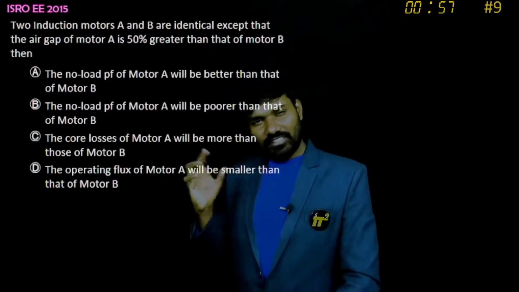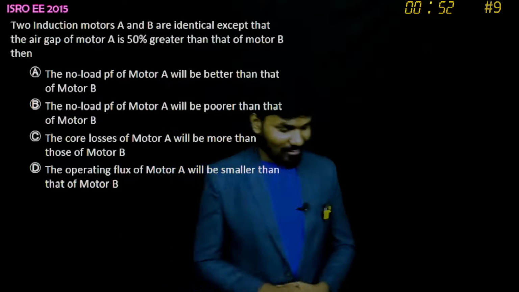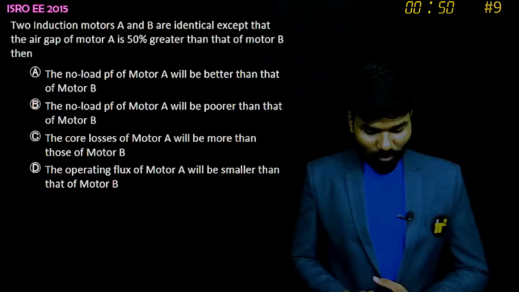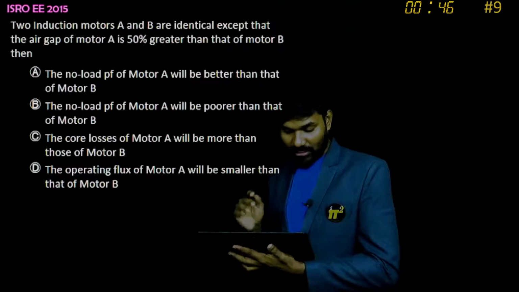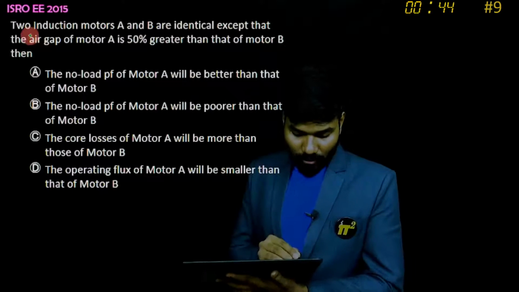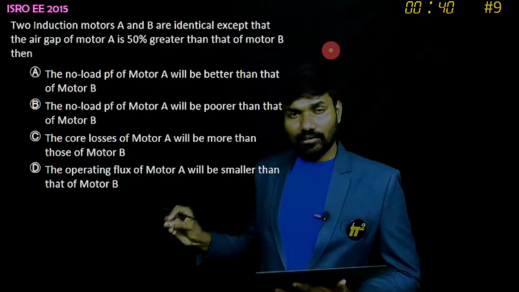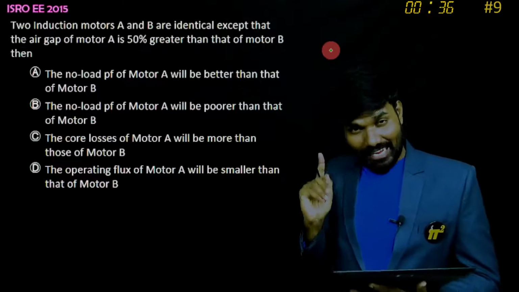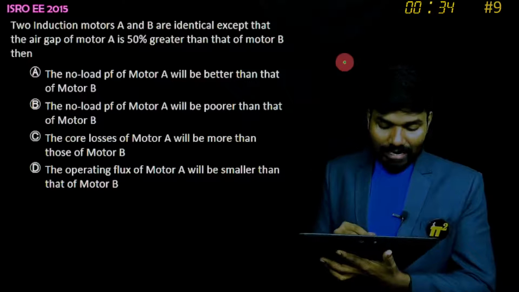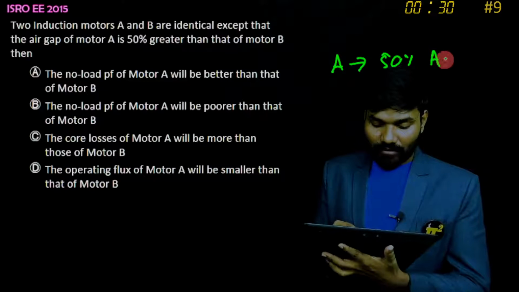This concept is again a simple concept, not so difficult one. That's why I ended it within 1 minute. Let me quickly explain. Just for the sake of time, I quickly found that two induction motors A and B are identical, meaning they're just the same. They are twins, except A is having a larger air gap.